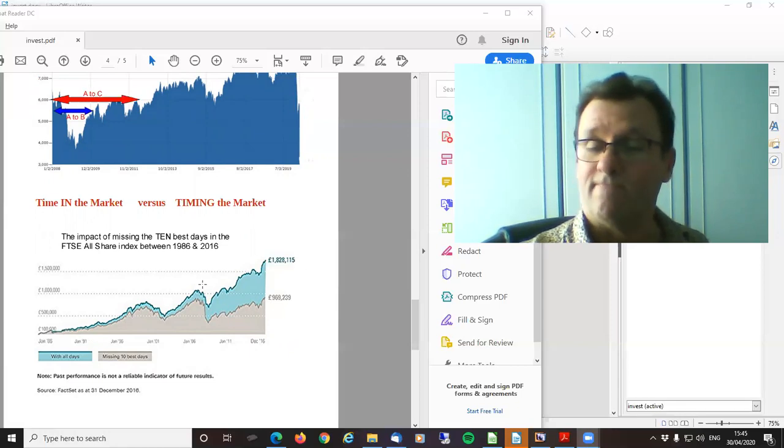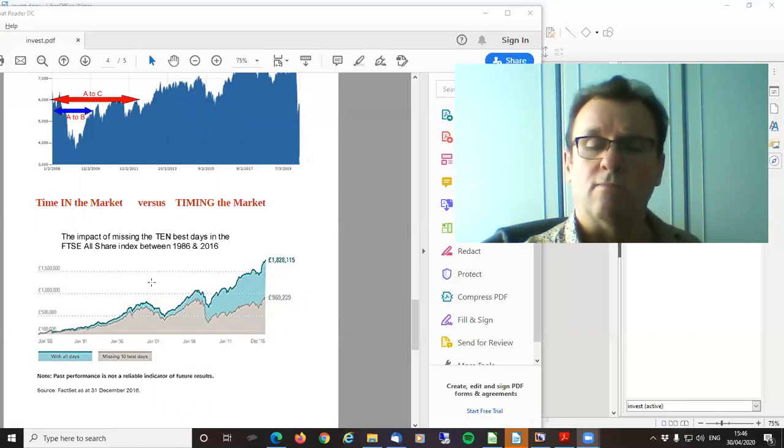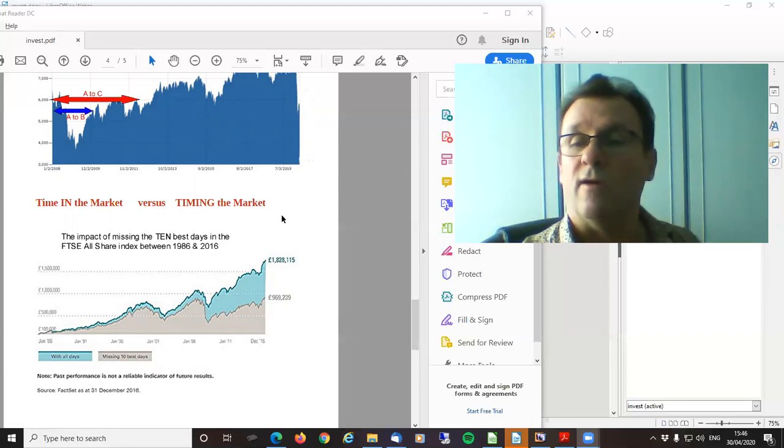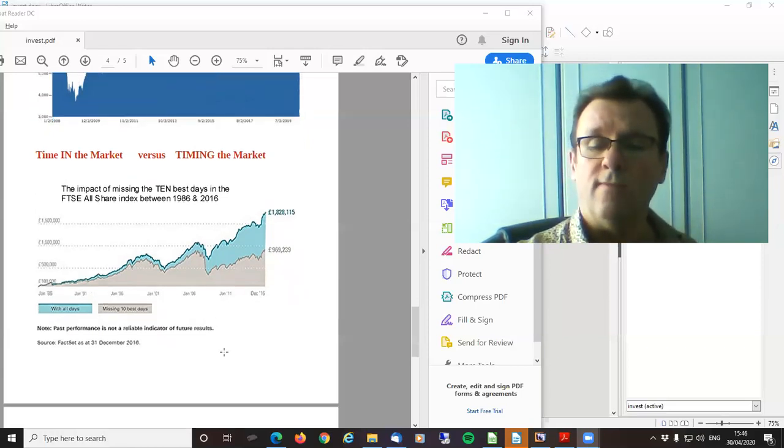Now that's, unless you were lucky to pull out before those falls and go back in at the best days, very difficult to do. So staying in the market clearly worked, but it's all about time, because as I showed you on the previous graphs, the short periods mean you could lose money. And that's what investment's about. That's why we always talk about investing for 5 years or more, because if you don't invest for 5 years or more, you could be subject to those falls and panic. And I've got a lovely graph to show that now.